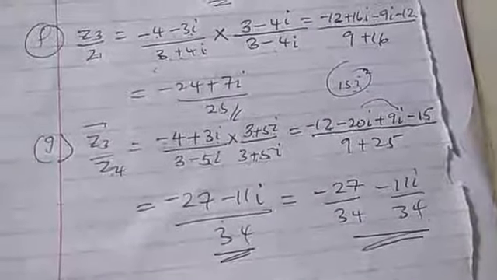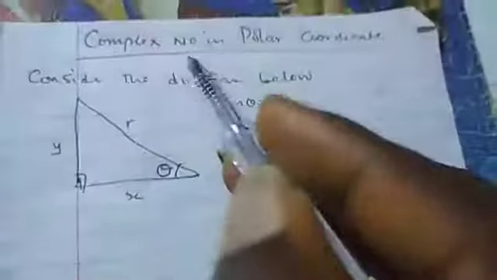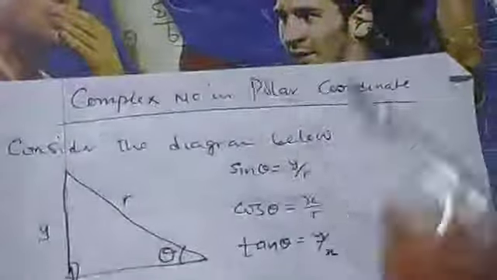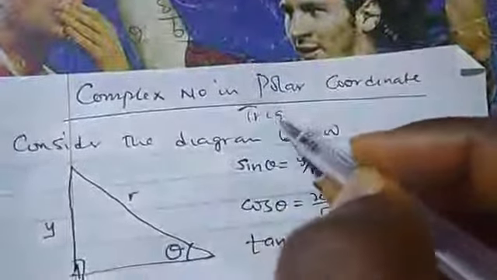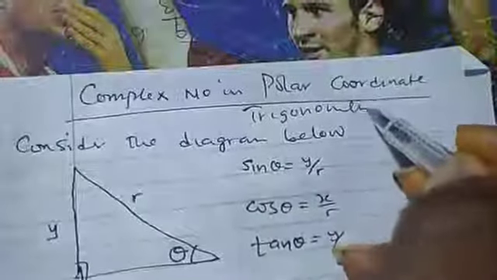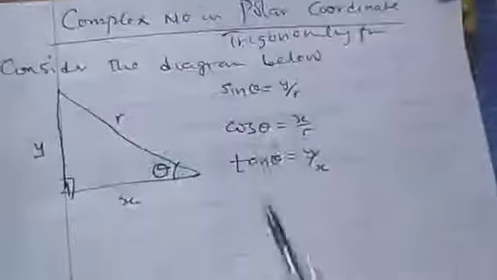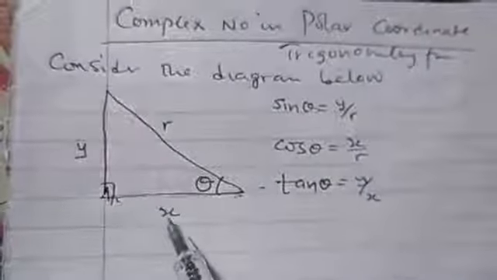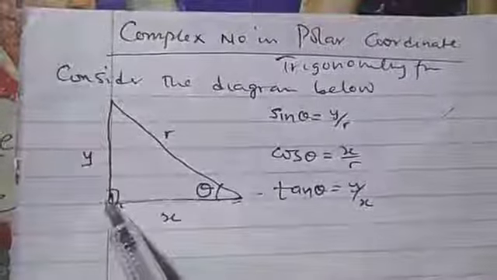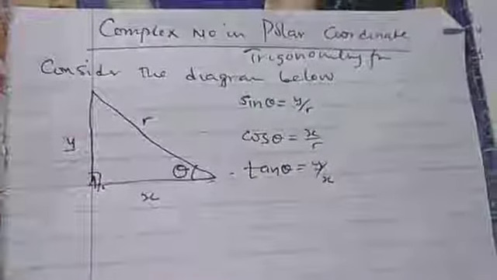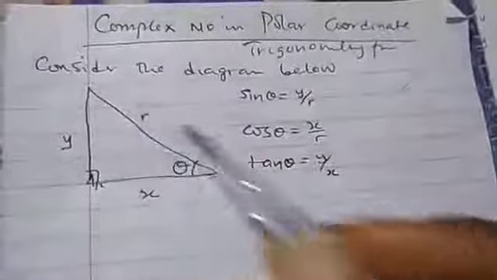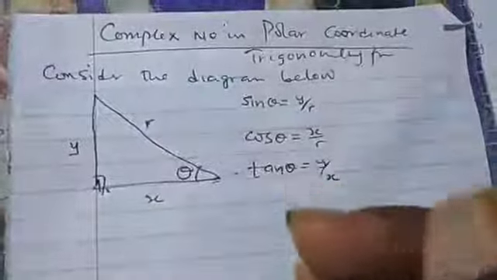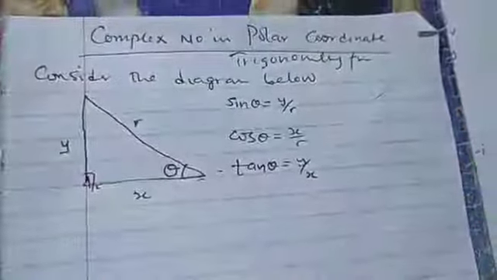So let us now move further. Now consider complex numbers in polar coordinates, or we say in polar form, and that simply means in trigonometry form. That's the meaning. Now let's consider this diagram below. We know that this one is the x-axis. That's why we put x there. This one is the y-axis in a plane, in a two-dimensional plane, while this is the slant one, which we denote as r.